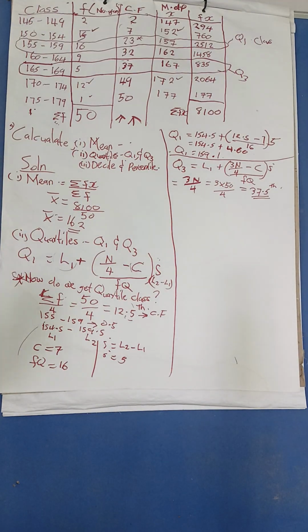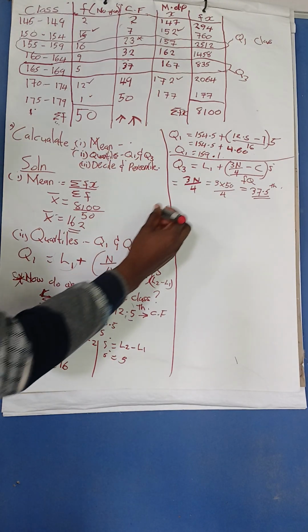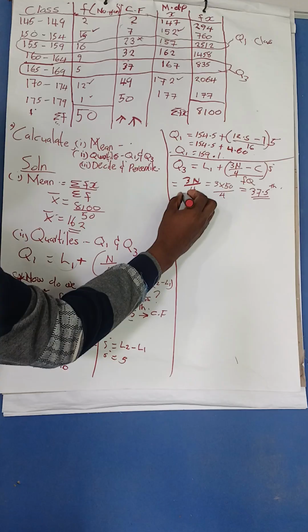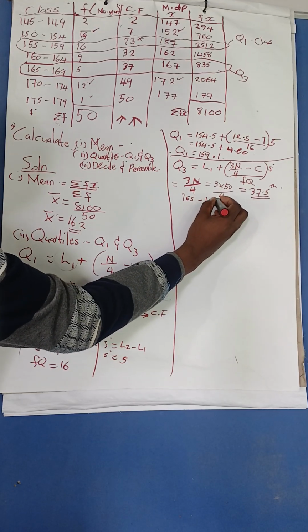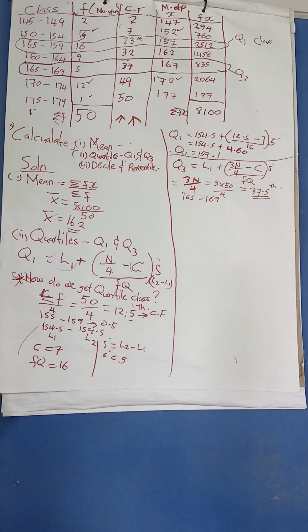The key is that you know how to get the class you are working with. That is the very important lesson for you to capture today. Make sure you know how to get the class you are working with. After you have identified the class, we are going to work with the class of 165 to 169. So it's just to pick the figures and fill into the formula. It's just easy.